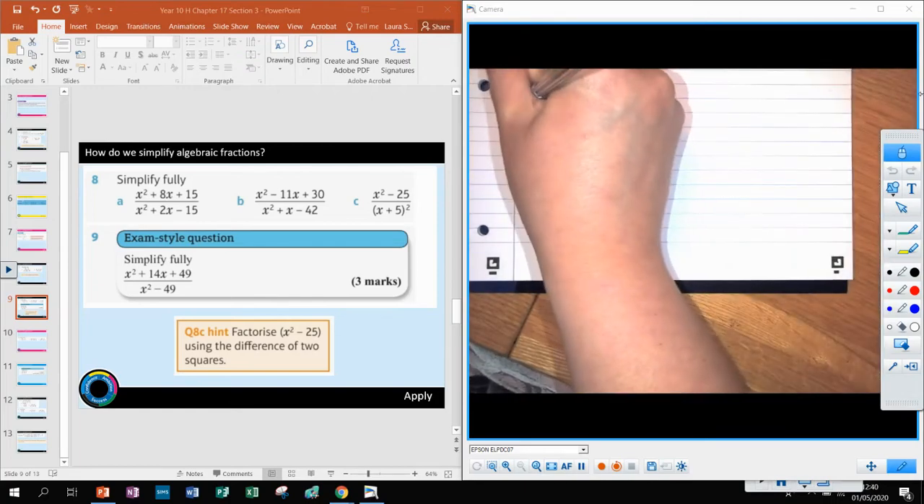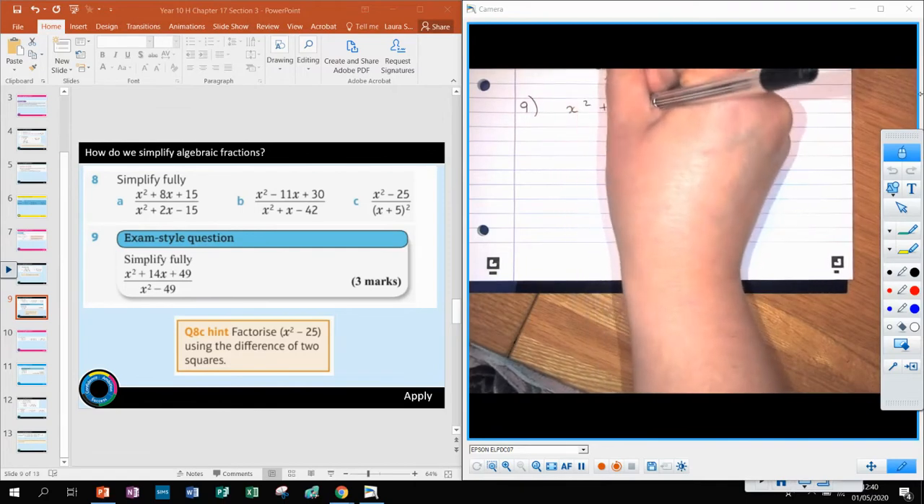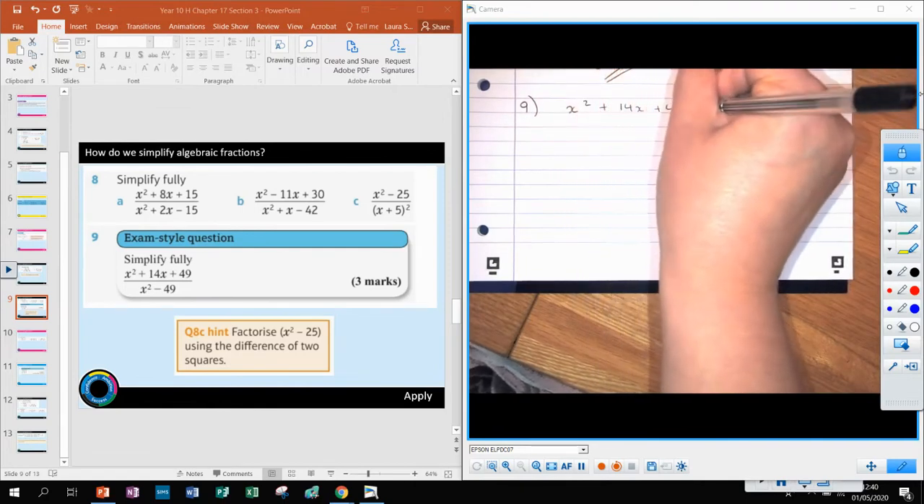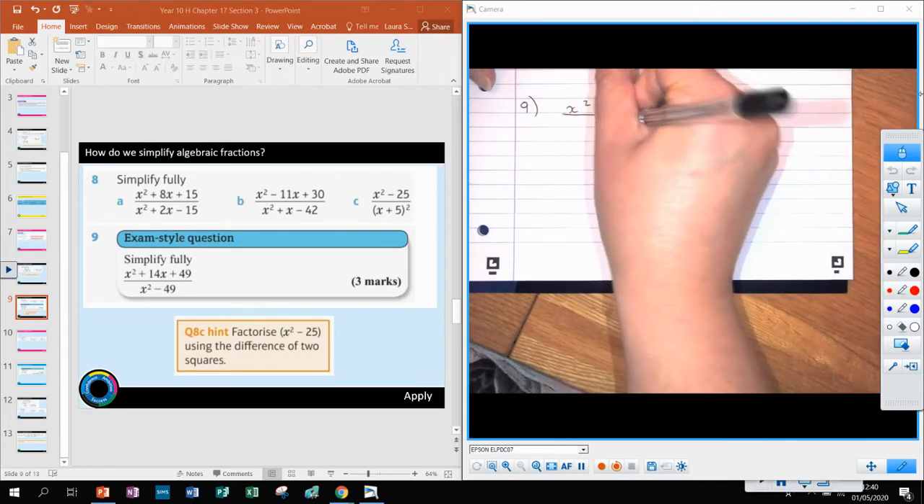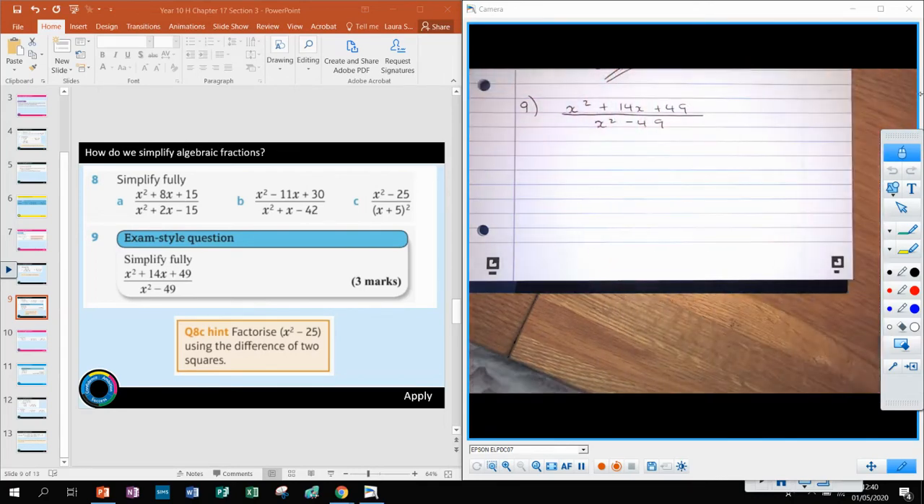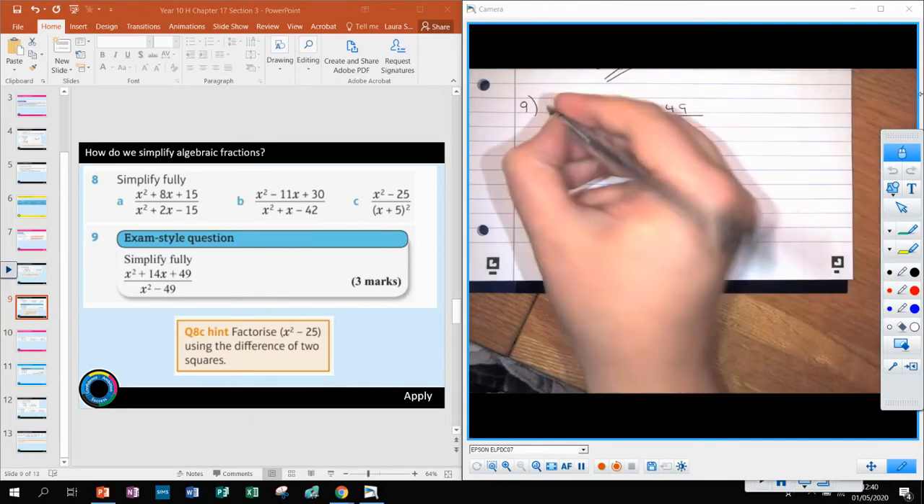We then moved on to an exam question. So let's take a look at that. They've said to simplify x squared plus 14x plus 49 all over x squared minus 49. Now it's a 3-mark question. You're getting 1 mark for factorizing the numerator correctly, 1 mark for factorizing the denominator correctly, and the other mark for canceling down and getting your final answer.